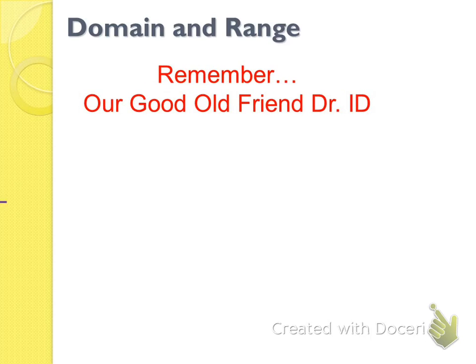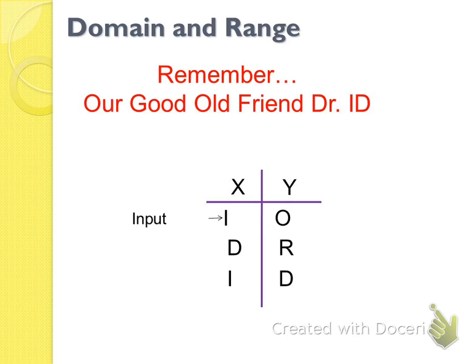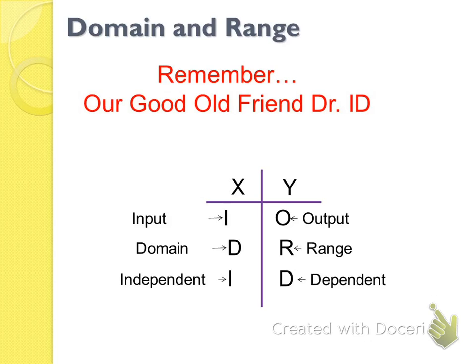The other way you can remember this is a mnemonic device, Dr. ID, XY, and then Dr. and ID, and then IO. IO stands for input and output. The D there under the X stands for domain. The R over there with the Y stands for range. The I is independent, and the D is dependent.